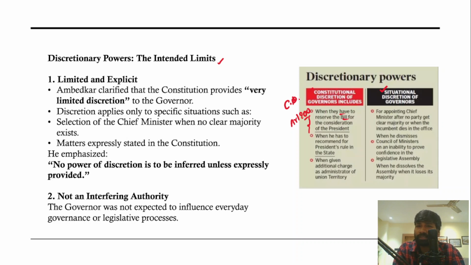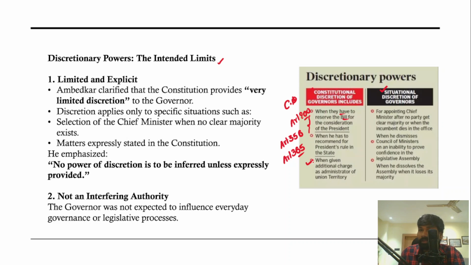The second constitutional discretion is when he has to recommend president's rule in the state, in case of the failure of the constitutional machinery under Article 356 of the Indian Constitution and also under Article 365. So in case of failure of the constitutional machinery in the state, the governor may recommend imposition of president's rule in the state. This is also a constitutional discretionary power of the governor. And the third one is when he is given additional charge as administrator of a union territory, he may have a constitutional discretion.